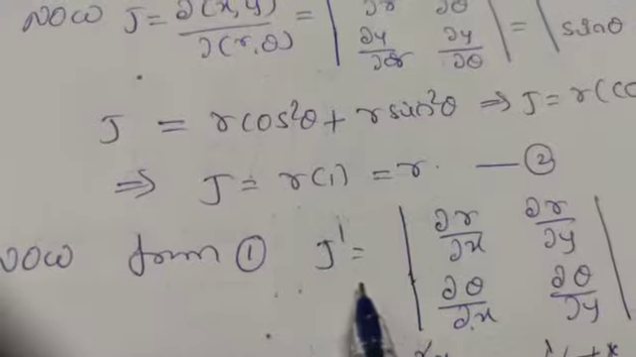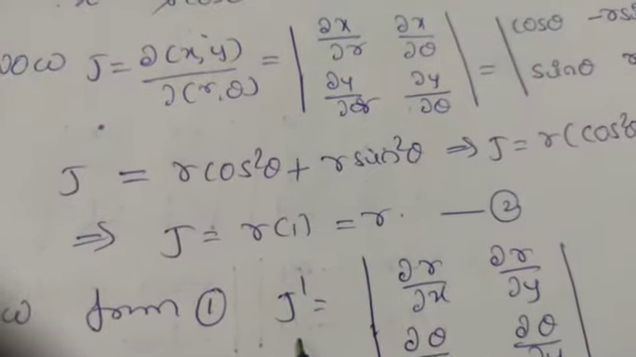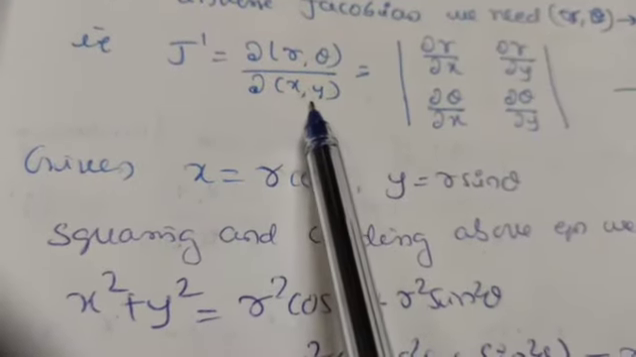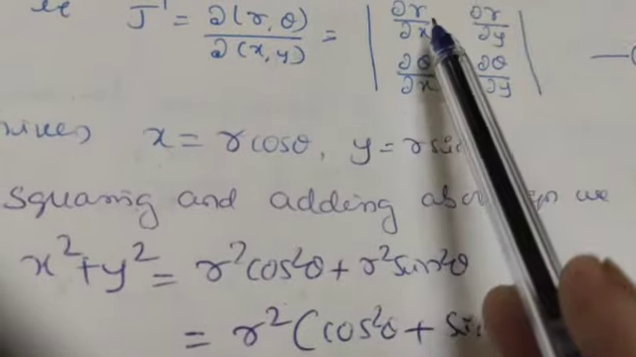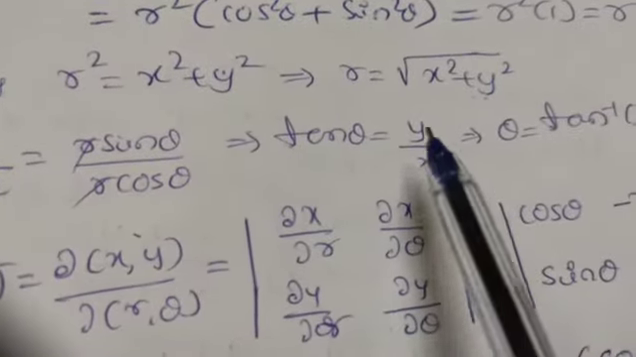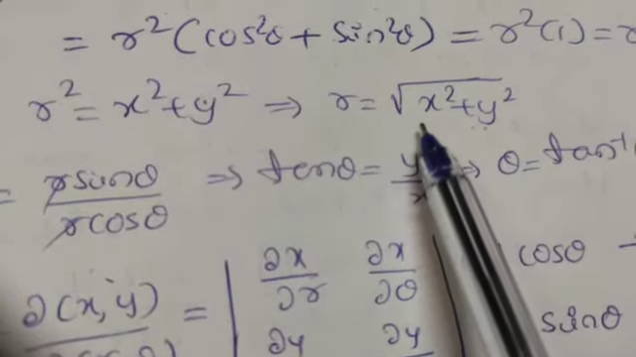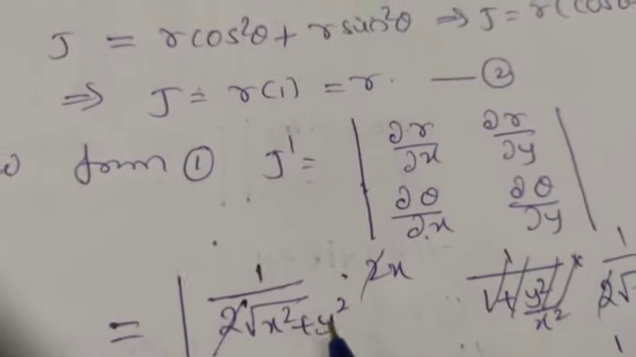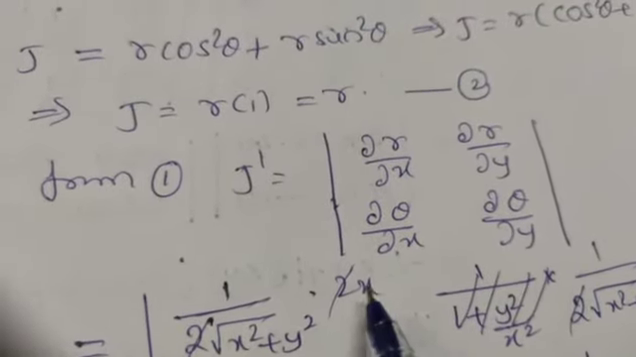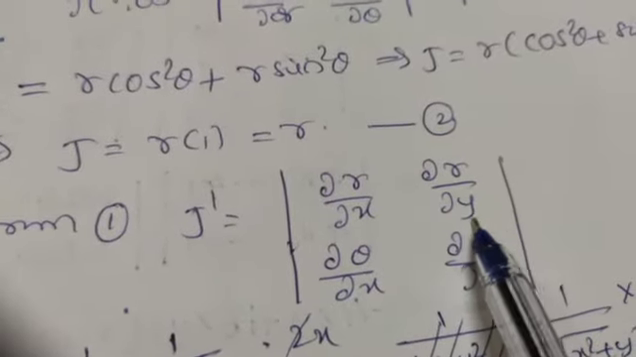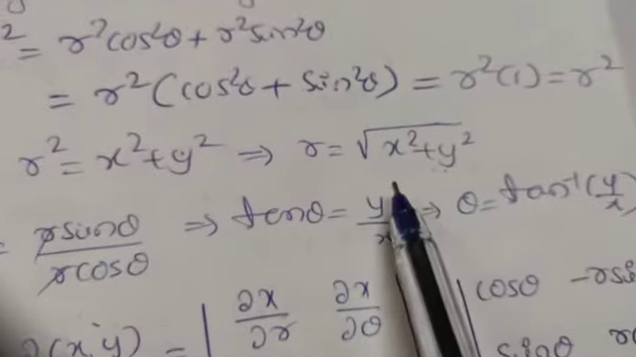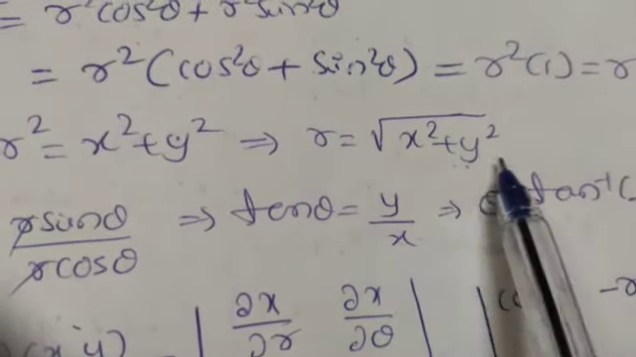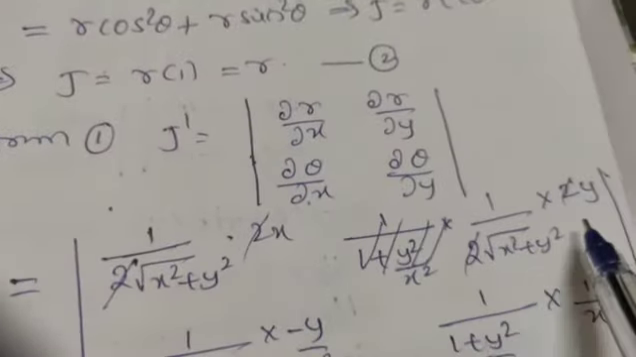Now let us find J'. J' is nothing but ∂(r, θ)/∂(x, y). This is from equation number 1. So ∂r/∂x is the derivative of r with respect to x. It is 1 divided by √(x² + y²) into the derivative of x² + y², which is 2x. Similarly ∂r/∂y is 1 divided by √(x² + y²) into the derivative of x² + y², which is 2y.